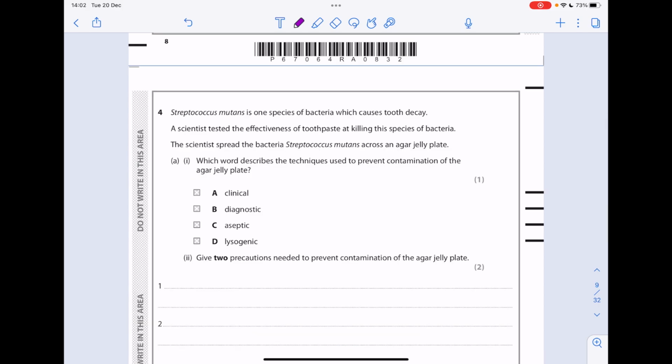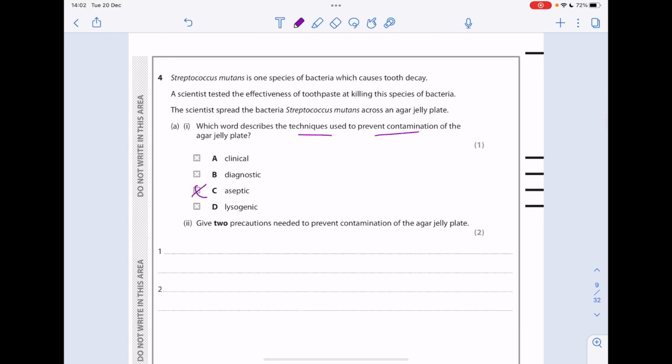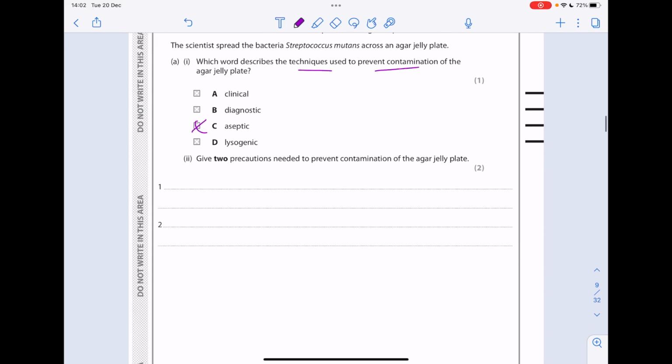Streptococcus mutans is one species of bacteria which causes tooth decay. A scientist tested the effectiveness of toothpaste at killing this species of bacteria. The scientist spread the bacteria Streptococcus mutans across an agar jelly plate. Which word describes the techniques used to prevent contamination of the agar jelly? You want a sterile aseptic technique. Give 2 precautions needed to prevent contamination of the agar jelly plate. You want to keep the lid on the Petri dish at all possible times.